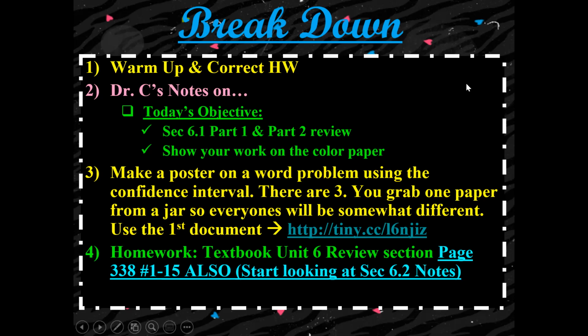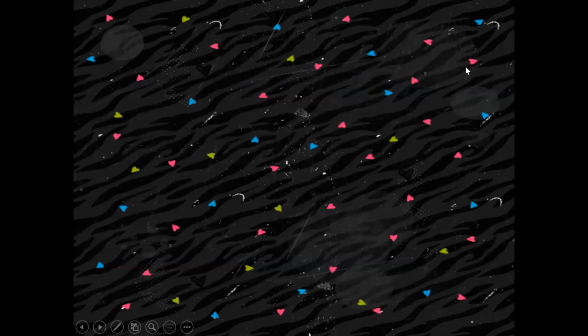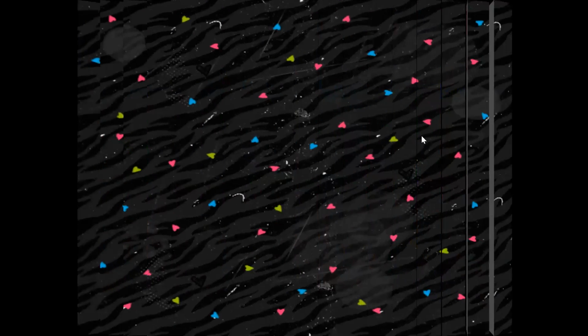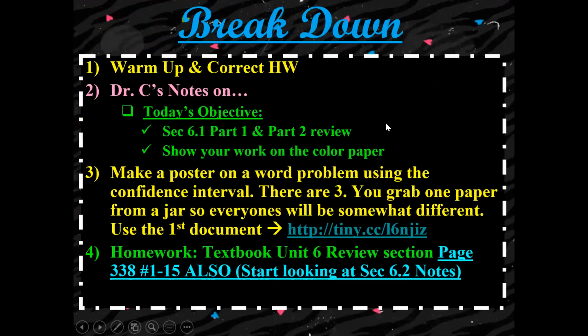Today's breakdown looks like this, so take a moment and read the breakdown. You are going to, however, need a color paper or a large white piece of paper. If you don't have one, you're welcome to pick one up from me. I will have a bunch of color paper outside of B1. Your textbook homework tonight is going to be on 1 to 15, which is going to be under week 2 Monday. You're going to be making a poster on a word problem using the confidence interval. There's going to be 3. You can pick whichever one you want.